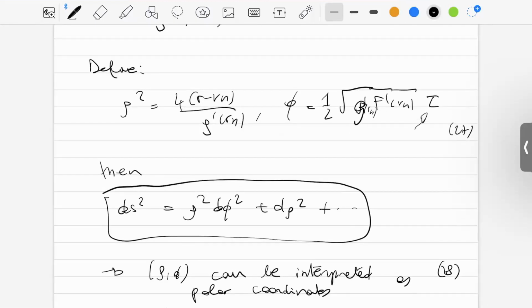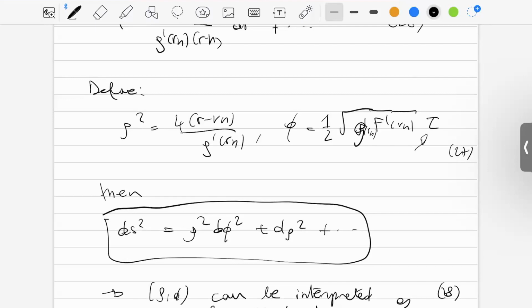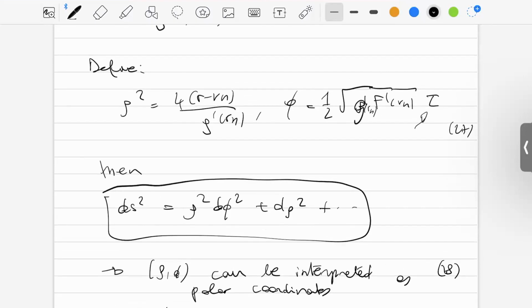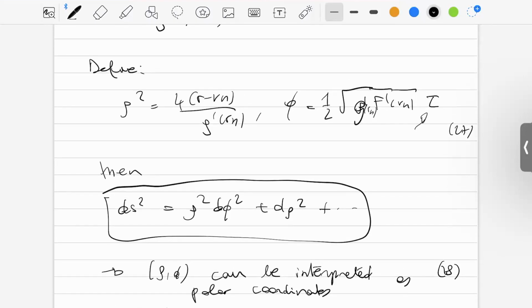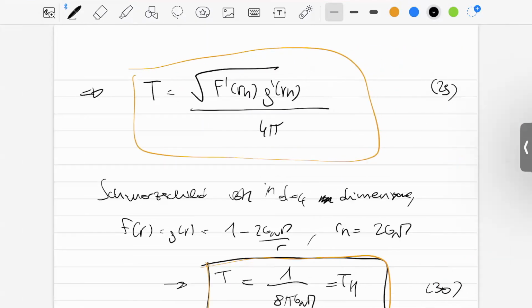So we were clever. We did this change of variables, which allows us to identify the metric in terms of the metric in polar form. So rho and phi were identified as polar coordinates. So phi is an angle with period 2 pi. So it means that tau is also periodic. And you know that the period must be equal to the inverse temperature. So we were able to fix the value of the temperature in this way.